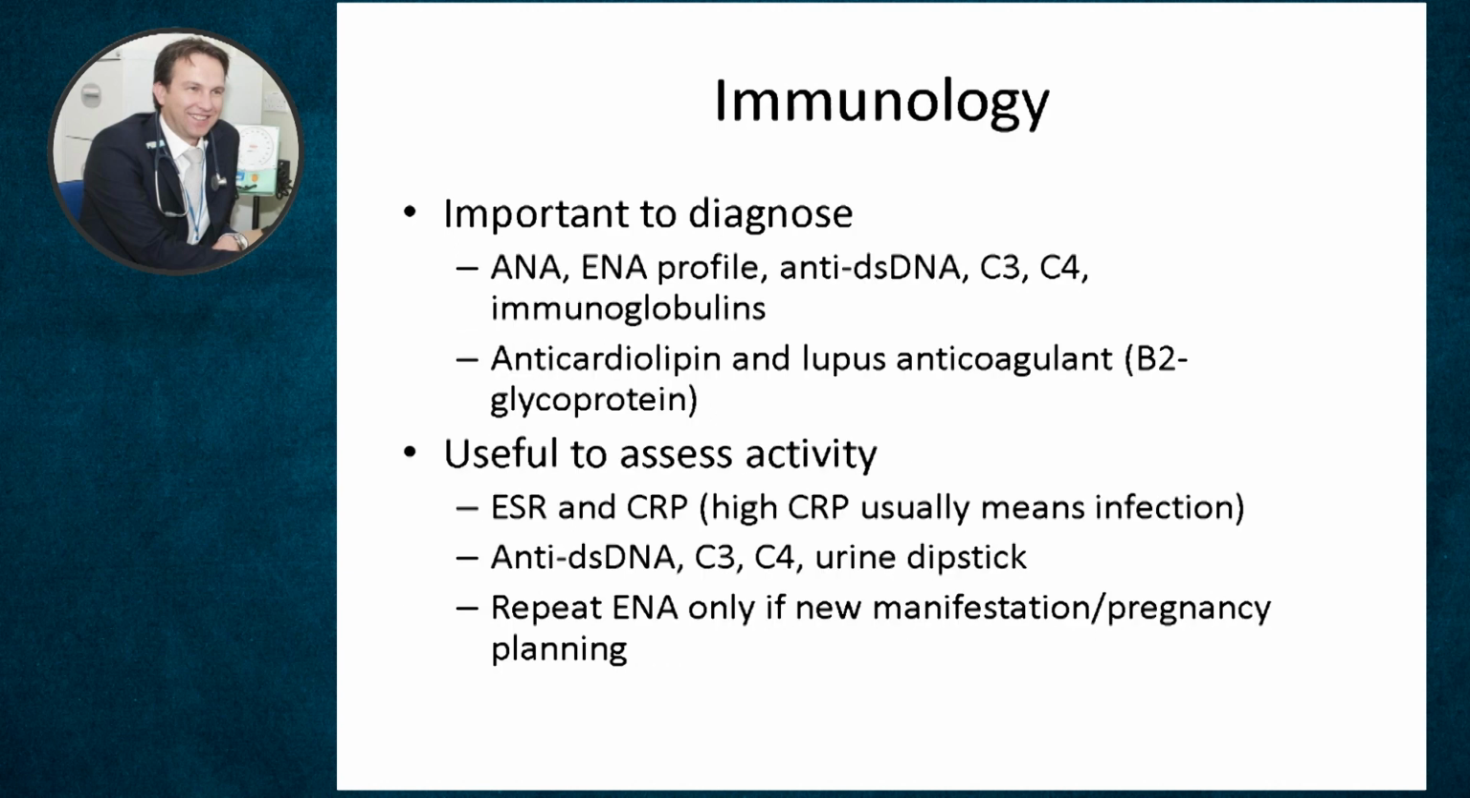Immunology is key, and it's important to try and demonstrate some kind of immunological abnormality when diagnosing lupus. And often people have positive ANA and ENA profile, positive anti-double-stranded DNA, C3, C4, and often abnormal immunoglobulin levels. It's worth checking antiphospholipid syndrome markers at diagnosis. But moving forward, once diagnosed, assessing activity uses a slightly different set of blood tests, including inflammatory markers, although CRP usually means infection rather than lupus flares. We monitor anti-dsDNA, C3 and C4 regularly, as well as a urine dipstick, but only repeat the ENA profile if a new manifestation occurs or if patients are planning a pregnancy.